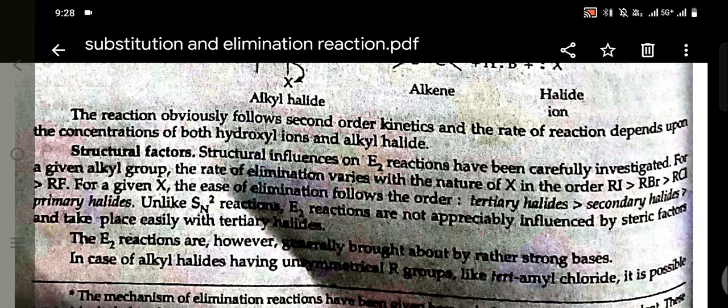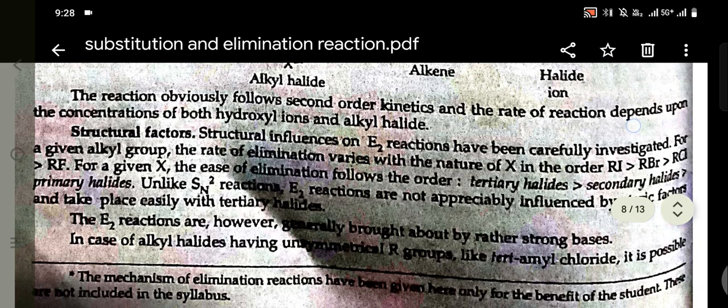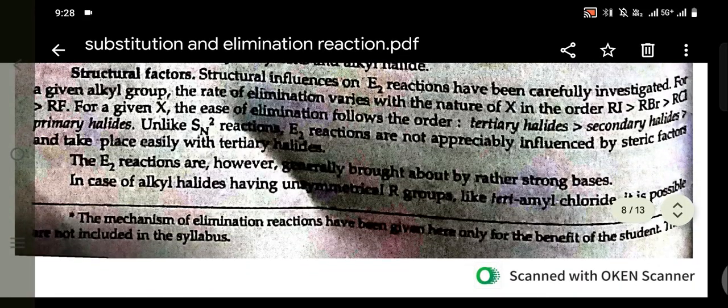Structural factors. Structural influences on E2 reactions have been carefully investigated. For a given alkyl group, the rate of elimination varies with the nature of halogen in the order of RI, then RBr, then RCl, then RF in decreasing order. For a given halogen, the ease of elimination follows the order maximum tertiary halide, then secondary, then primary halides. Unlike SN2 reaction, E2 reactions are not appreciably influenced by steric factors and take place easily with tertiary halides. The E2 reactions are, however, generally brought about by rather strong bases.